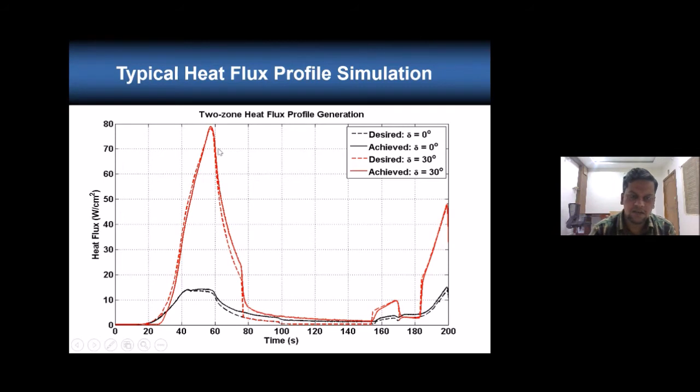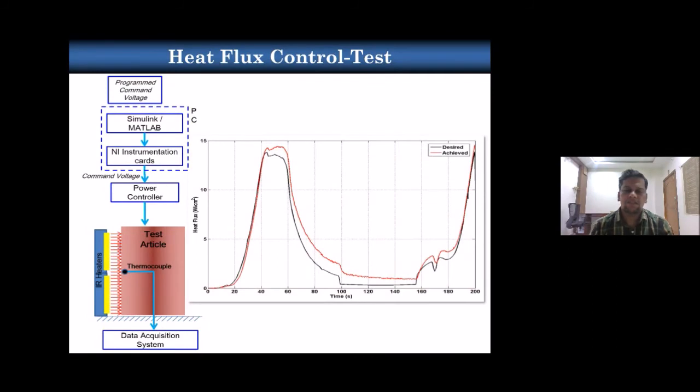Here, the solid one is achieved and the dotted one is desired. Once that voltage profile is frozen, I will remove the gauge. This time I will place the test article with all instrumentation. Now I directly apply the programmed command voltage profile.